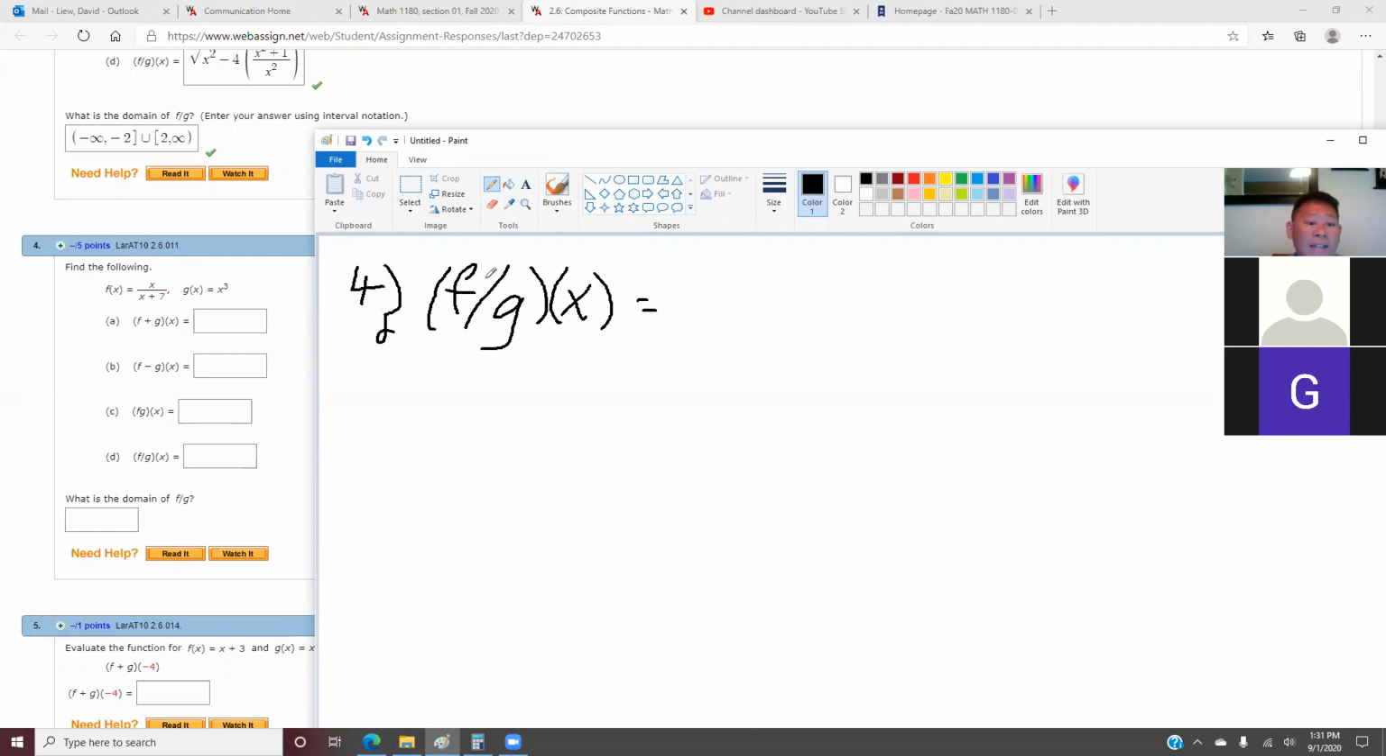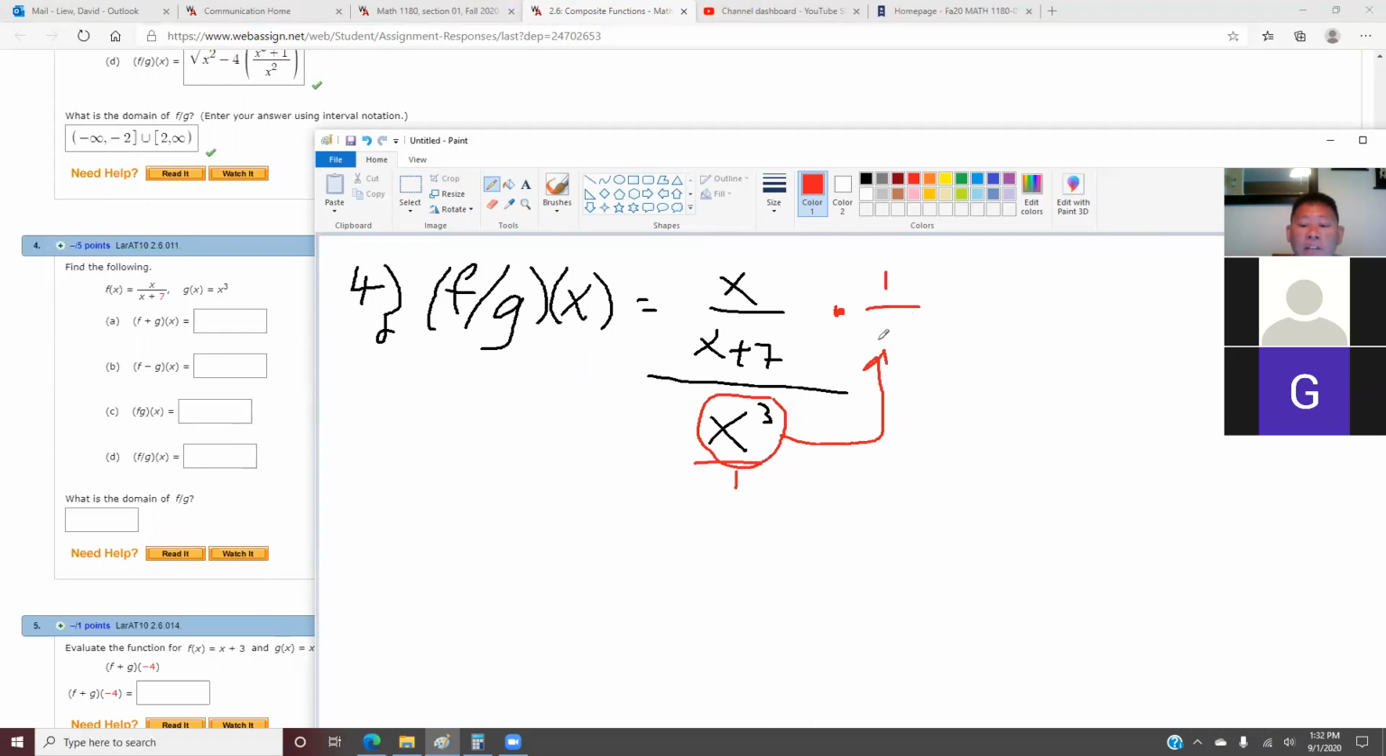So for f over g, so what we do in f over g for question 4D, you are dividing. This is divide. So you take these two functions and you divide. So you take x over x plus 7, and then you divide all this by x cubed. The division is the same thing as multiplication, because you can change all the division to multiplication. What you need to do is flip this. So this is x cubed over 1. This is 1 over x cubed.